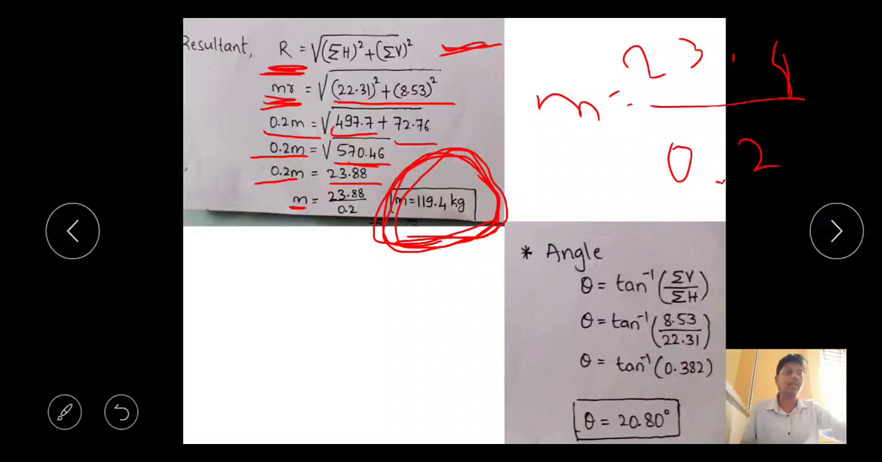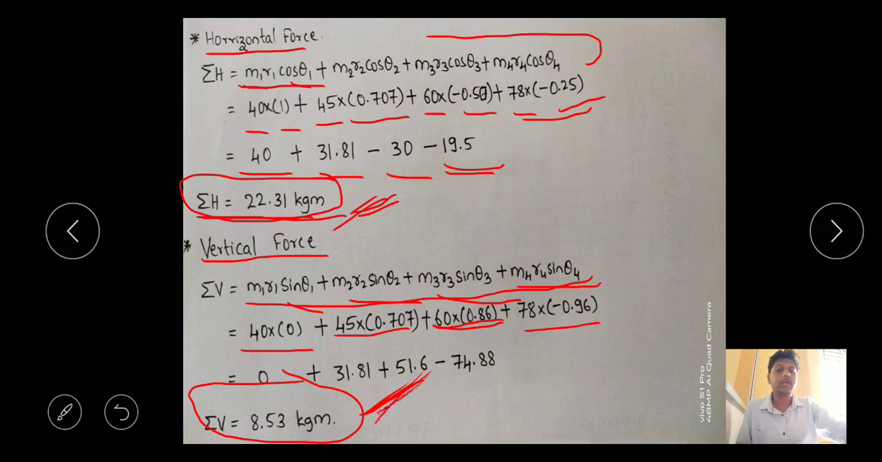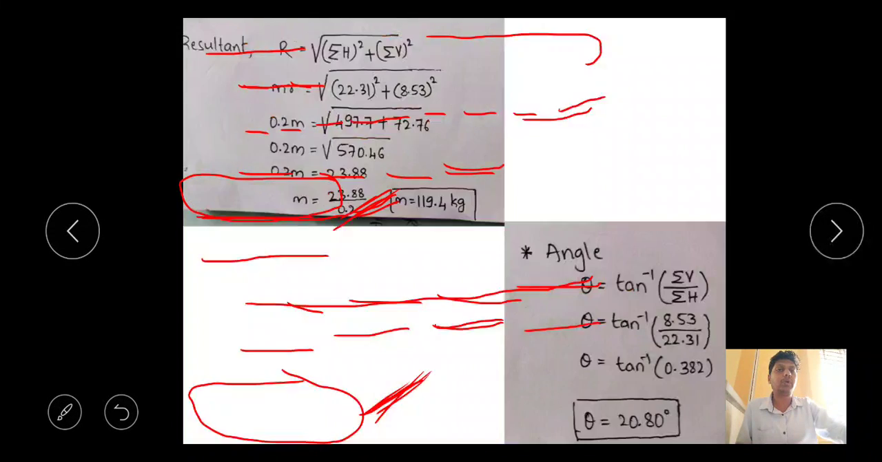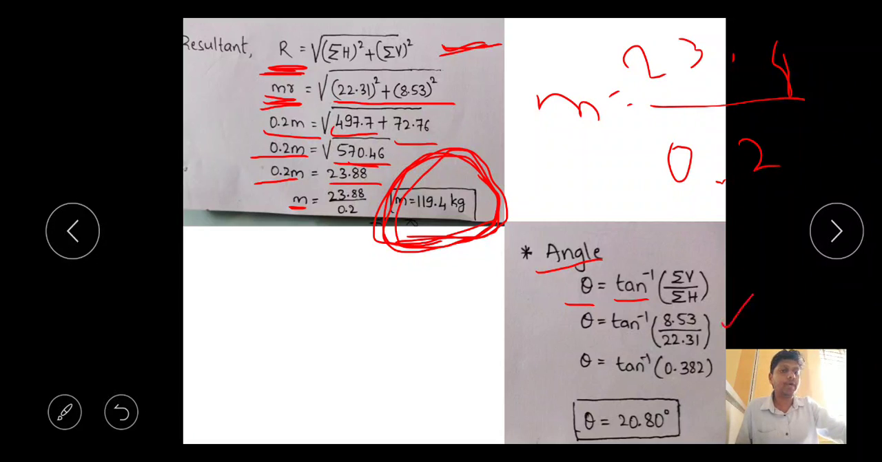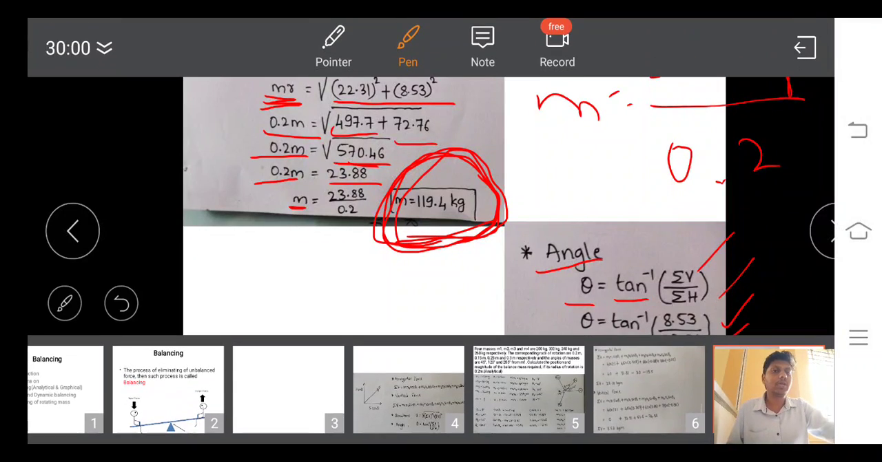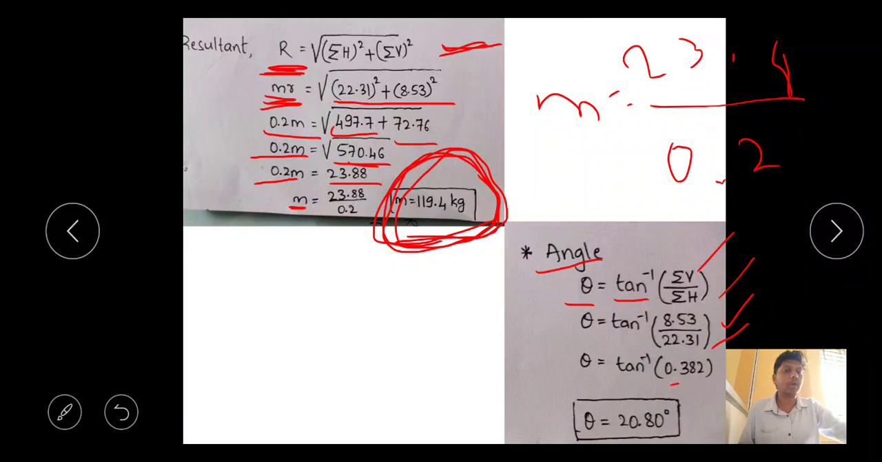Now you have found the mass. Now we will find the angle. For finding the angle, theta is equal to tan inverse of delta v, the vertical component, divided by delta h, the horizontal component. Delta v is 8.53 and delta h is 22.31. If you divide 8.53 by 22.31, you get 0.382.